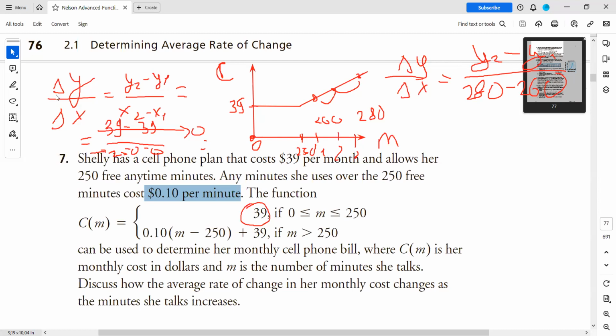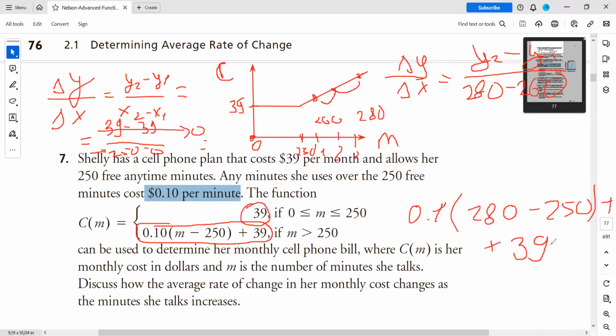How do I calculate that price? By using this part of my piecewise function. So for 280 minutes, it's going to be 1/10 times m, which is minutes 280 minus 250, plus the flat rate of $39. This would be equal to 0.1 times 30 plus 39, which equals $42, right? So that's how much she pays after using 280 minutes of her plan.